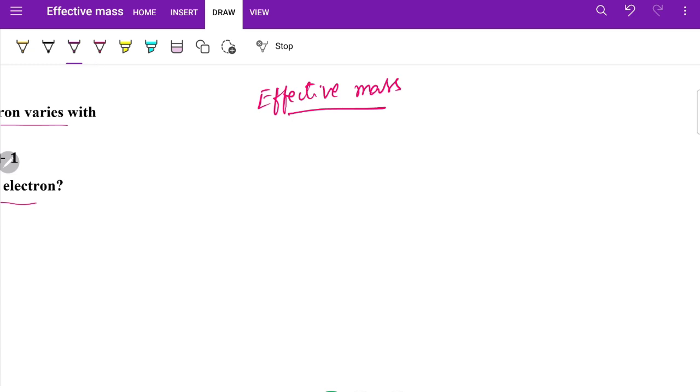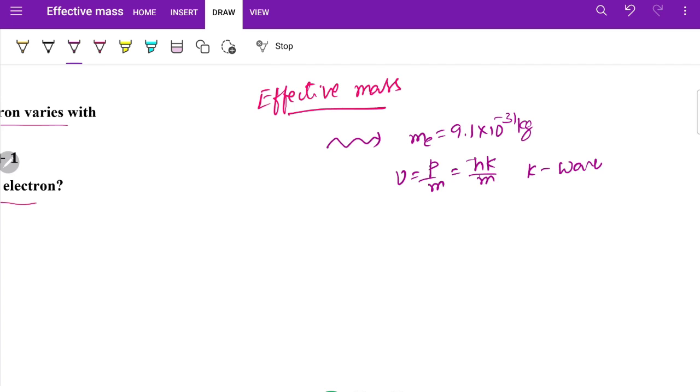In free space, if an electron is moving with a velocity, there will be no change in the mass of the electron, which is given by m e. I think you know the value, 9.1 into 10 power minus 31 kg. There is no change, and its velocity determined using Newtonian mechanics is given by v equals p by m. In quantum mechanics we can write h cut k by m, where k is the wave vector.